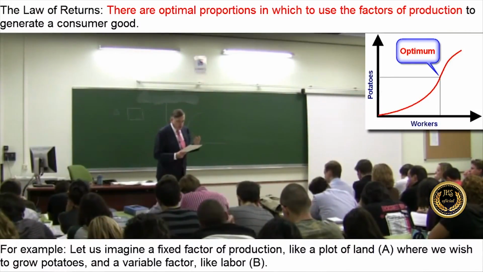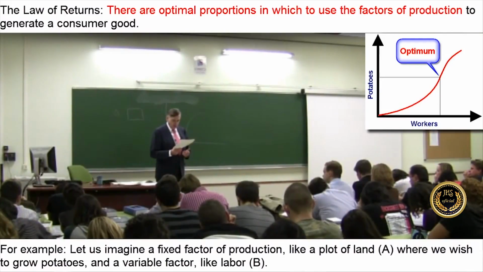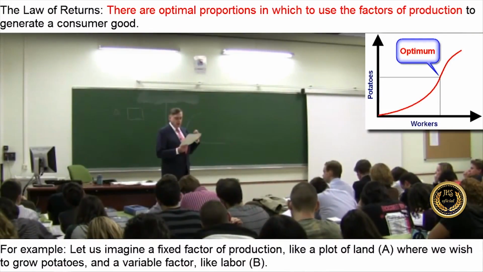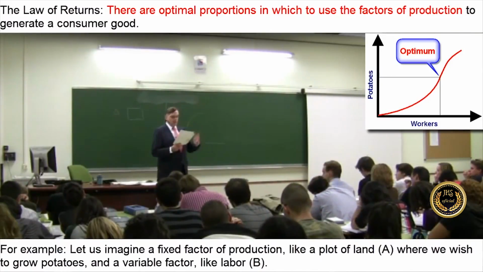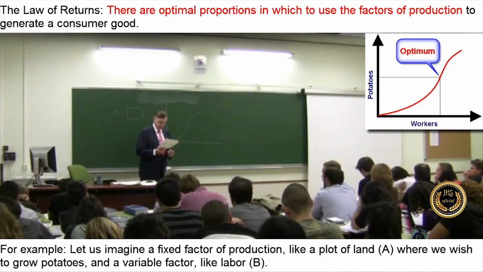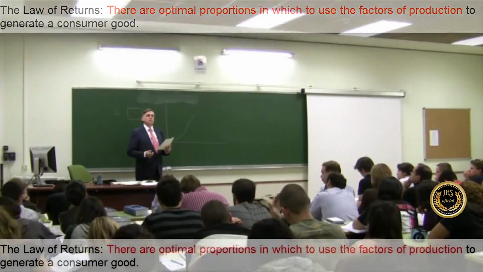To put it another way, each additional unit of the labour factor, variable factor B in our example, results in a smaller additional quantity of consumer goods, potatoes in our example. And that's what the law says.